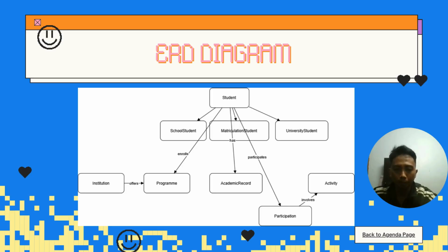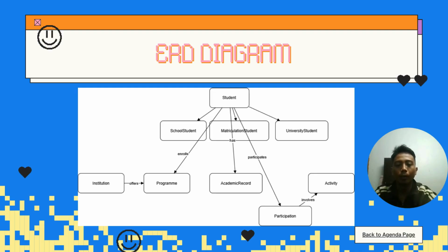For the academic records, we put the academic record entity to store the student's performance. A student can have multiple academic records representing different types, like results and GPA. This flexible structure allows integration across education levels.